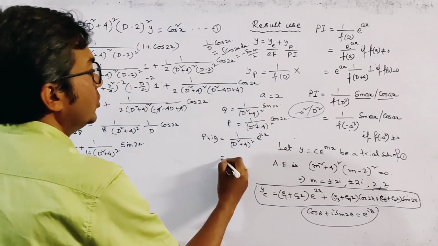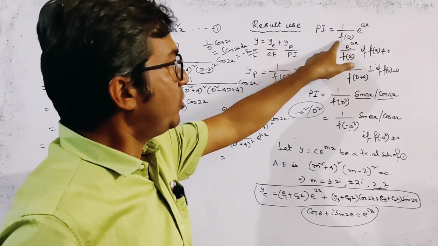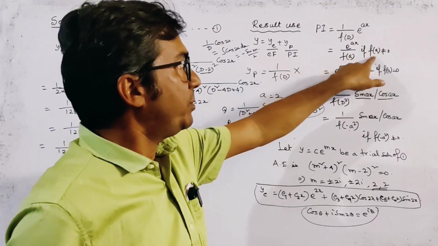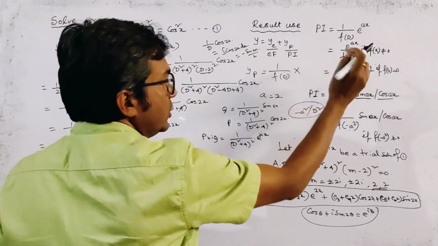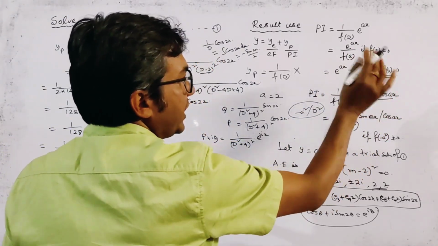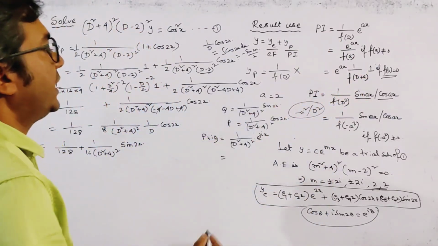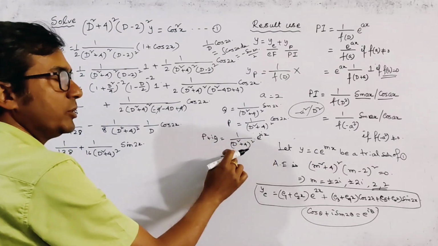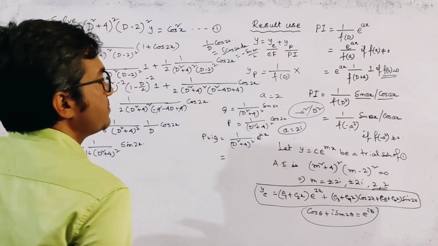Okay, now we apply this rule of particular integration, 1 by f of d into e to the power ax. If we put d equal to a, and if f of a is not equal to 0, then we can put this result, and if f of a equals 0, then we get e to the power ax into 1 by f of d plus a, that is we replace d by d plus a. Here if we put d equal to 2i, then this is 0, because 2i whole square is minus 4, here a equal to 2i for this case.